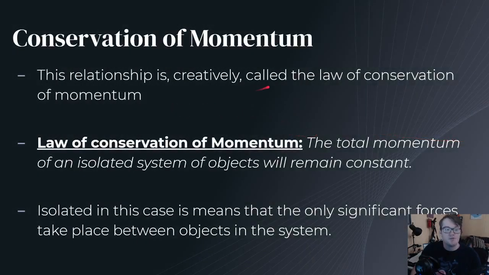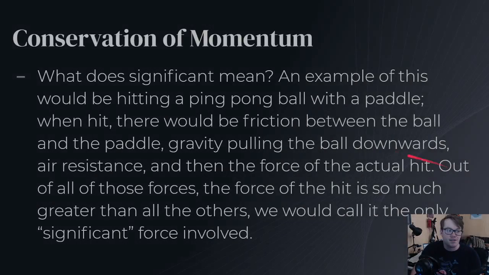This relationship is creatively called the law of conservation of momentum. It says that the total momentum of an isolated system of objects will remain constant, and isolated in this case means the only significant forces take place between objects in the system.